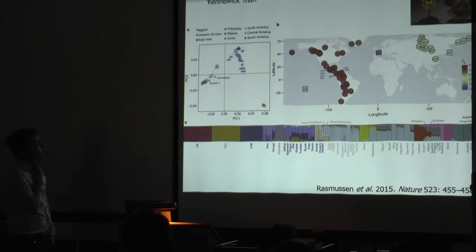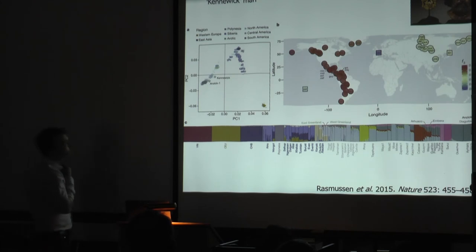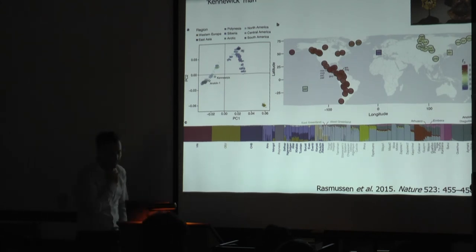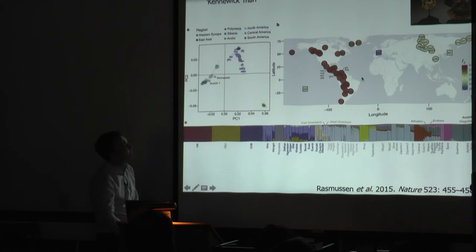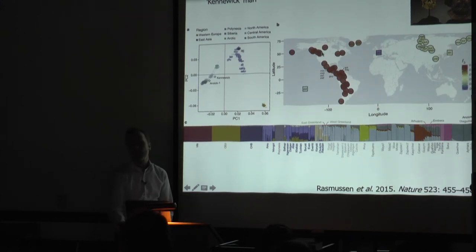Anyway, somehow Eske Willerslev, my collaborator, managed to get permission to do DNA analysis of the Kennewick Man. This is again a map of who the Kennewick Man is related to, and we could show that he is highly closely related to some groups, including some of the local people, the Colville tribe, who donated DNA that we can compare to.